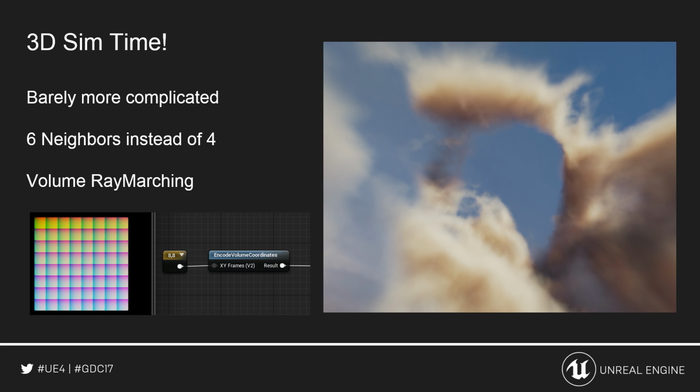So there's really no change to the setup of the blueprint or the materials other than, instead of using simple UVs, I again use the encode volume coordinates function that is on the lower left there, which just allows us to look into a pseudo volume texture, as I mentioned before. And other than that, it's exactly the same.